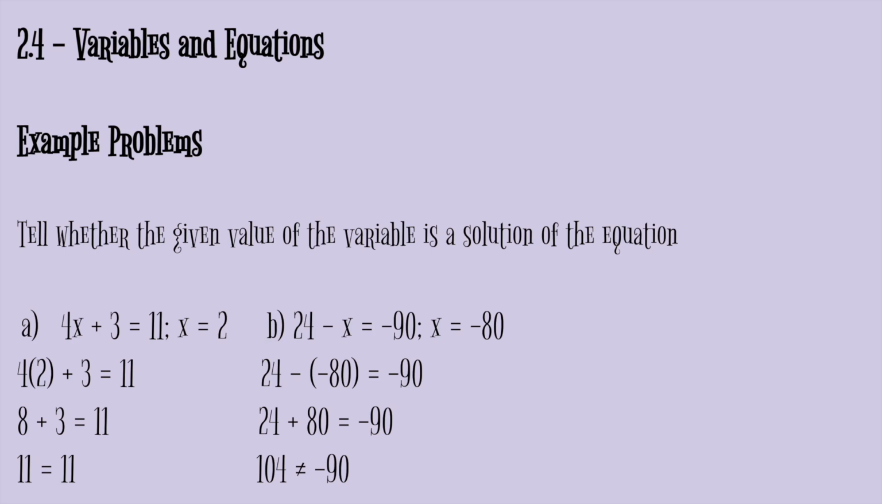Second, 24 minus x is equal to 90 given x is negative 80. If we substitute negative 80 for x, the equation is 24 minus negative 80 is equal to 90. Simplifying the equation, 24 plus 80 is 90, which is not true, so negative 80 is not a solution for the equation above.